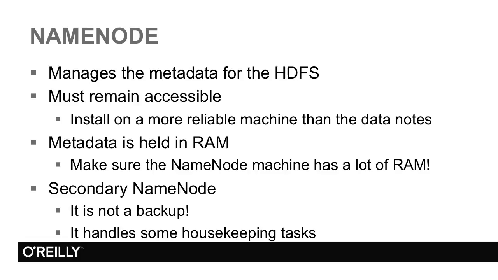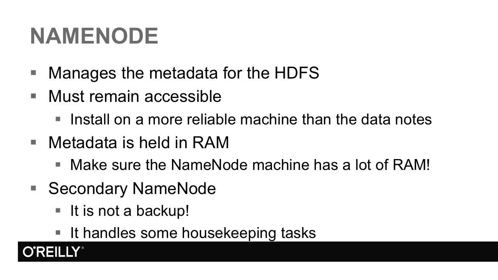And that would naturally lead us to install it on a machine that should be more reliable than the nodes on which we are doing the processing. The metadata, which is the information about our files, is held in RAM. And this is why the machines that are running the name node should have a lot of RAM.